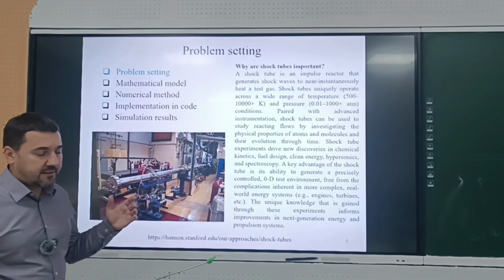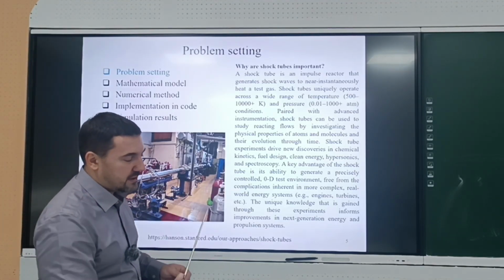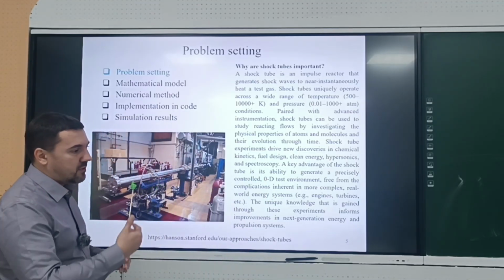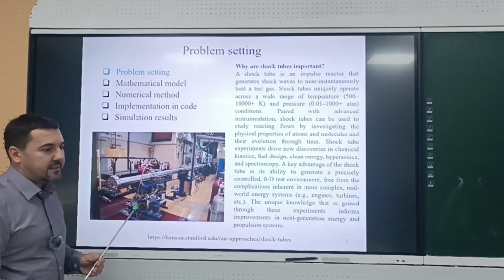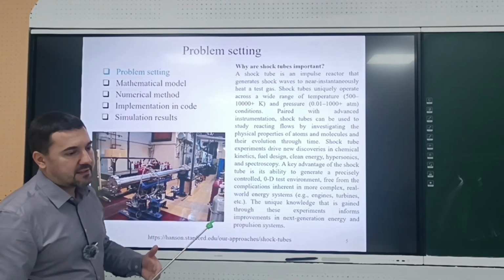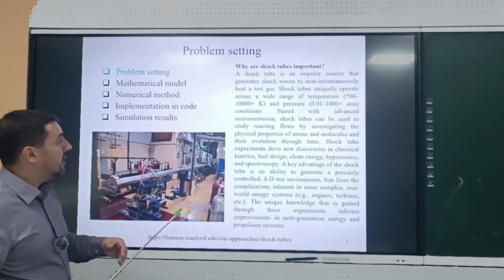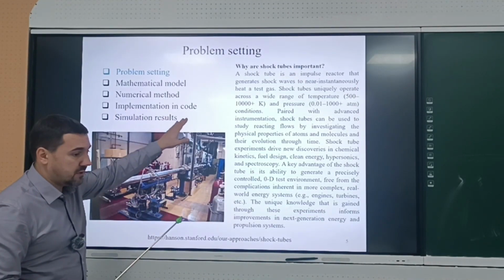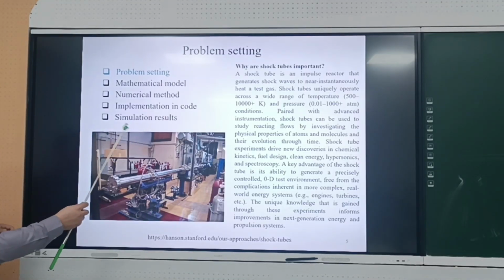Once again, it's very important to realize all these stages, because when you use a sort of black box tool, maybe a number of stages you cannot see, and maybe you do not even realize the errors that you have at each stage. Then you should implement it in code, and today we are going to discuss how it should look, how it can be implemented in code, and then simulation results.